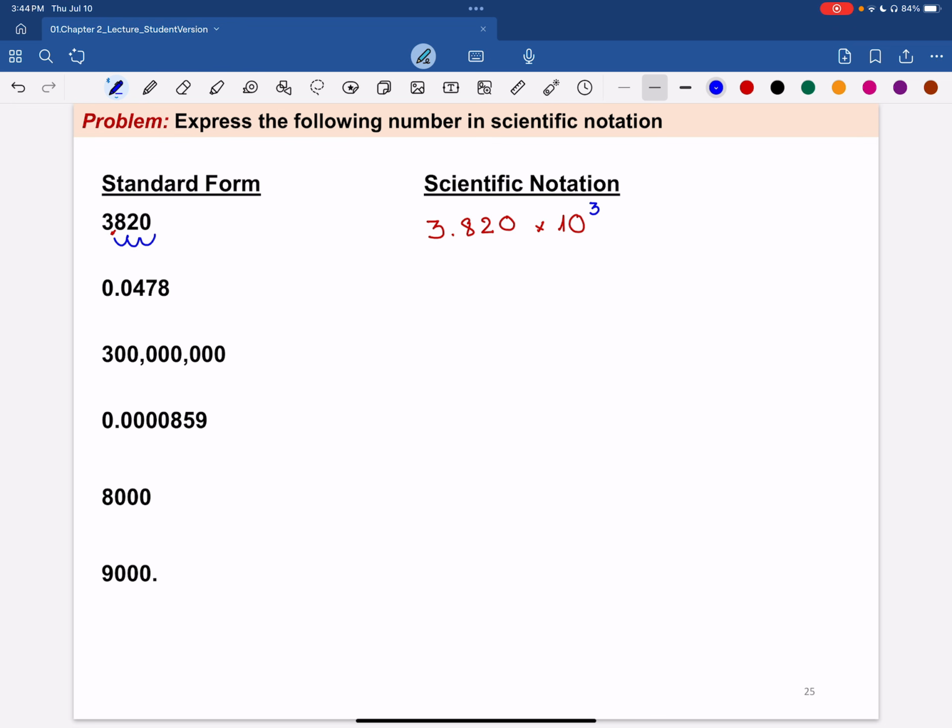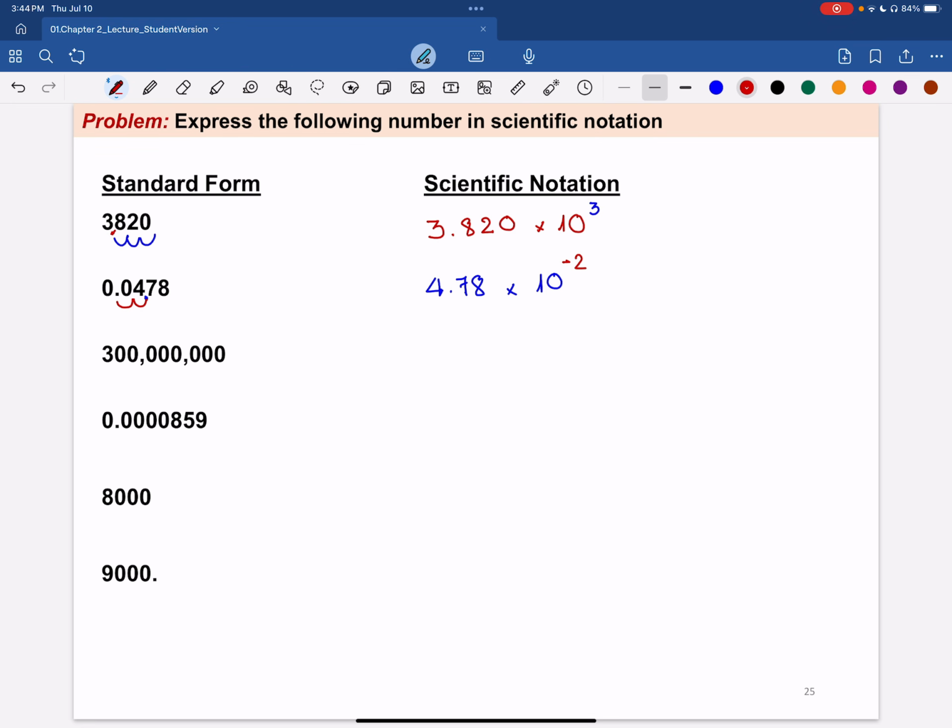0.0478. Put the decimal place right after 4: 4.78. Now we will determine the exponent. 0.0478, the number is less than 1, so the exponent has to be negative. 1, 2. 10 raised to the power of negative 2.